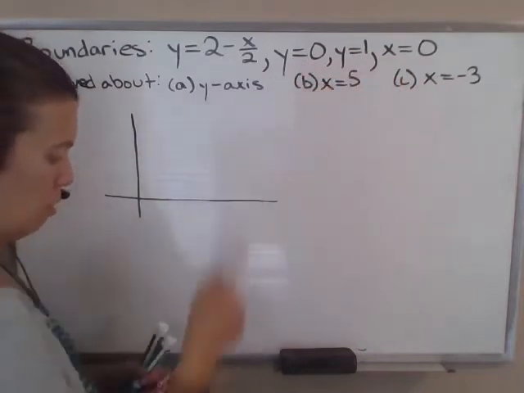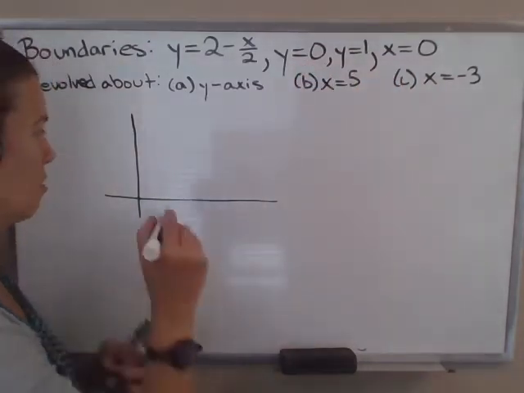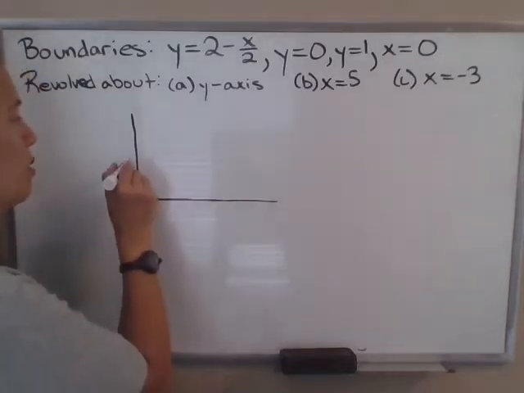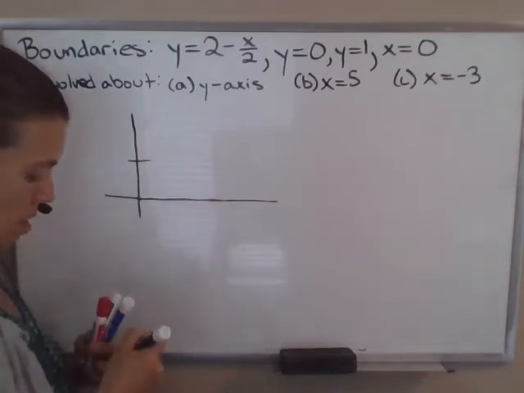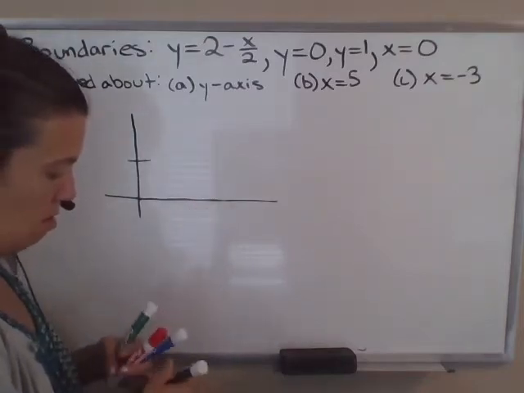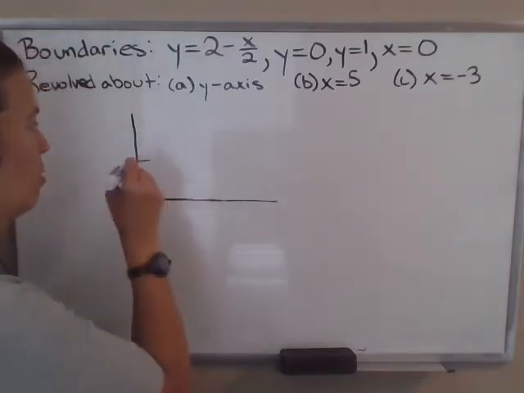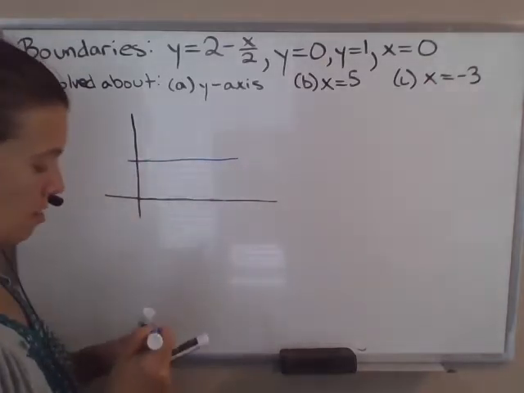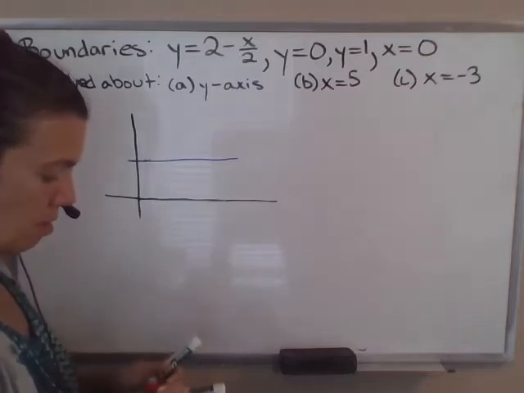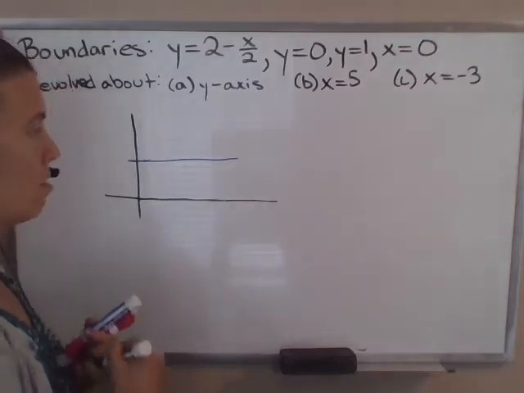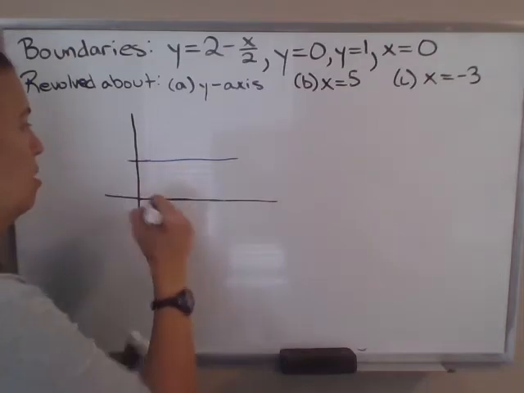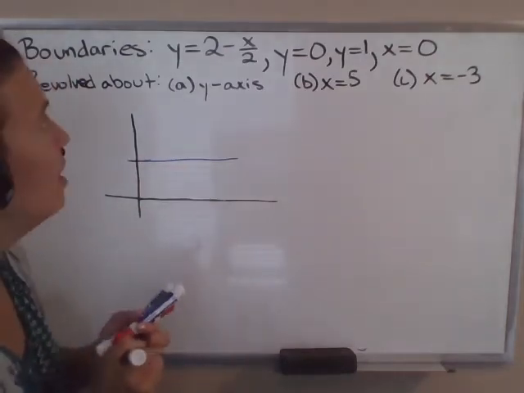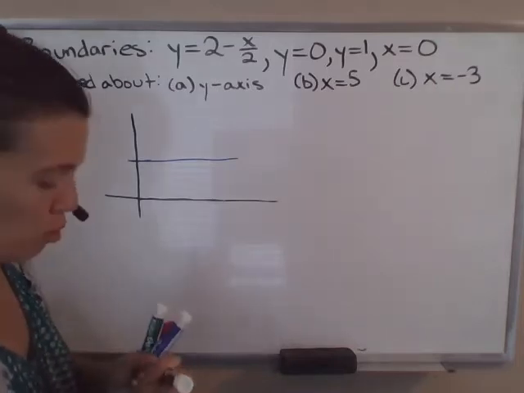So y equals 0 is the x-axis. So that's here. Y equals 1, so that's a horizontal line. Horizontal line here. So there's y equals 1. X equals 0, so that is the y-axis here. Okay, and then our fourth boundary equation, y equals 2 minus x over 2.